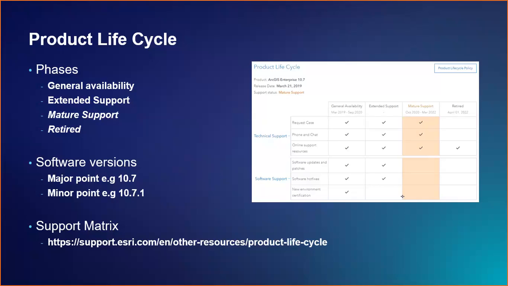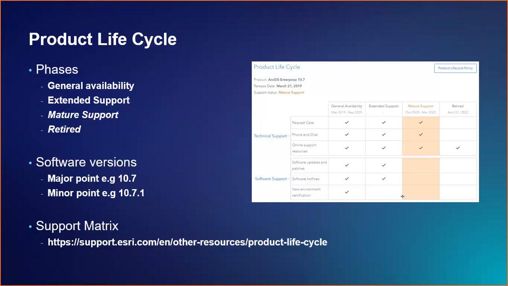And then finally, your version of Enterprise is going to drop into retired mode. With this one you have access to the online resources, but you're kind of on your own at this point. This is obviously the greatest level of risk for any sort of enterprise piece of software. So those are the four phases.